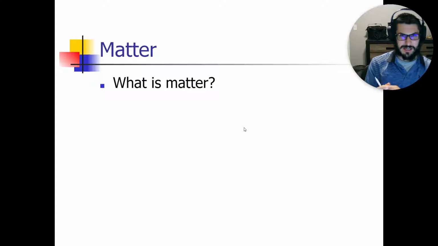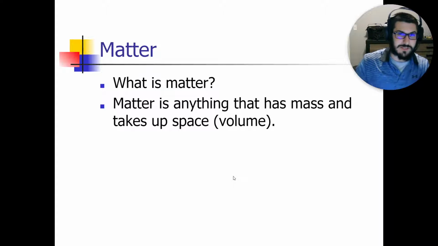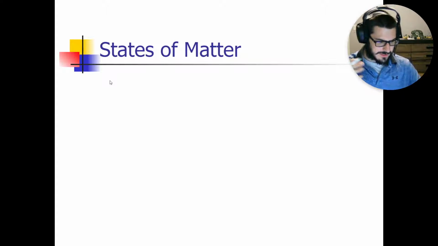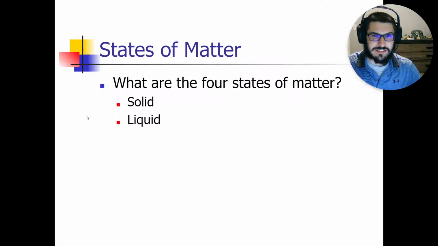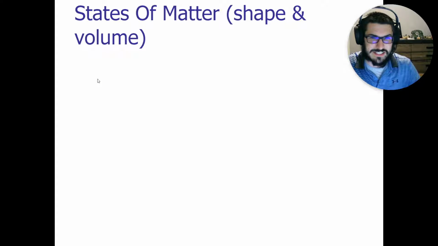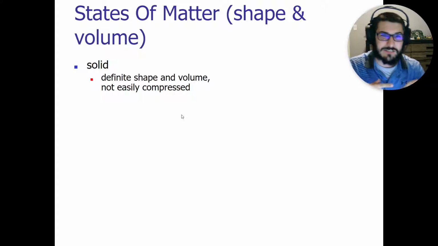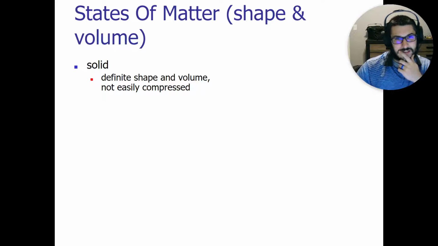So what is matter? Matter is anything that has mass and takes up space. Taking up space is another way to look at volume. So states of matter, we've talked about three already. The three main ones, and then we mentioned the fourth. So solid, liquid, gas, and then plasma. We deal mostly with solid, liquid, and gas in chemistry. Those states of matter. Solid has definite shape and definite volume, and it's not easily compressed.